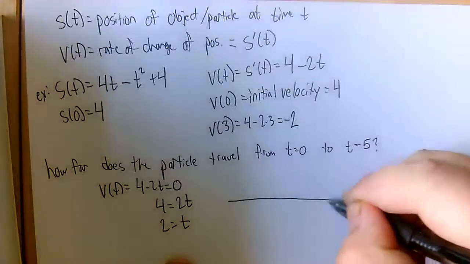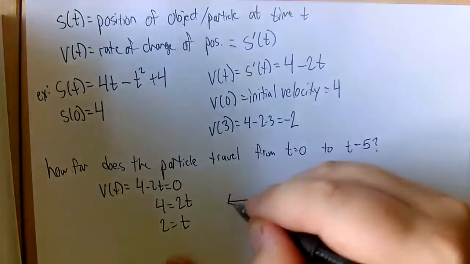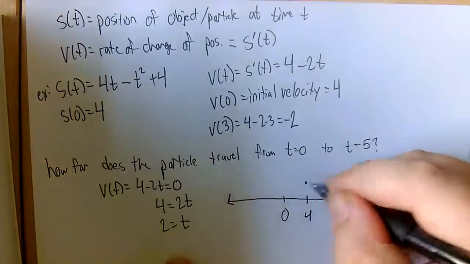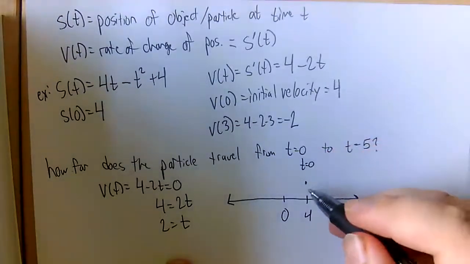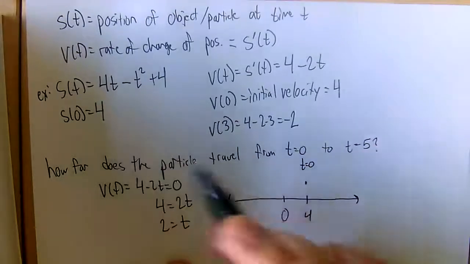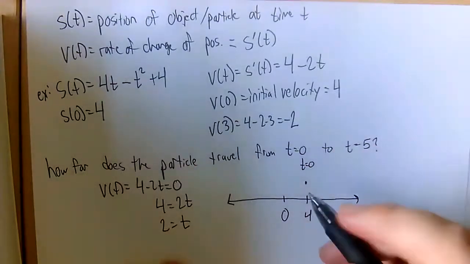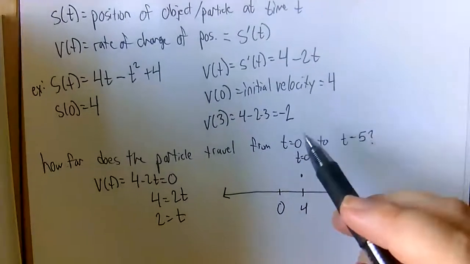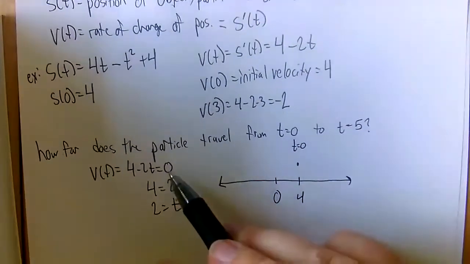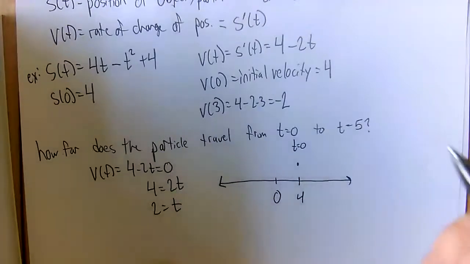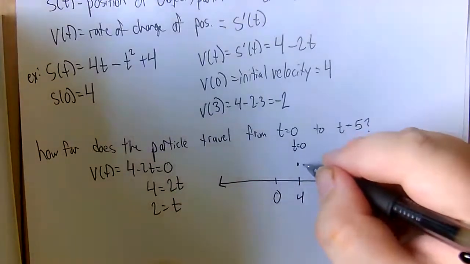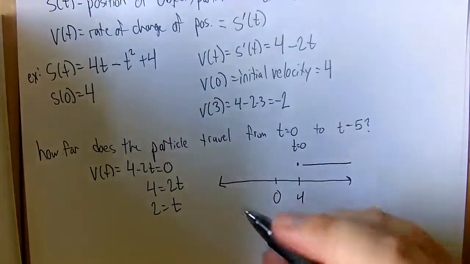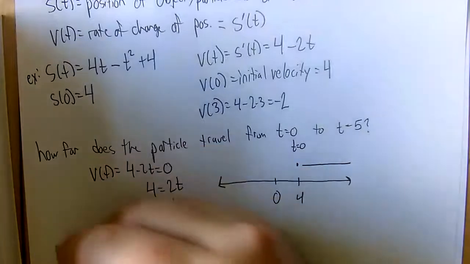So what we're going to do, let's draw our number line here. So this is at t equals 0. So our particle starts here at 4, like we established earlier. What we need to do is we know it starts traveling to the right initially because our initial velocity is 4, and then it's going to stop moving to the right. Our velocity will be 0 at t equals 2. So it seems like we end up going this way until t equals 2.